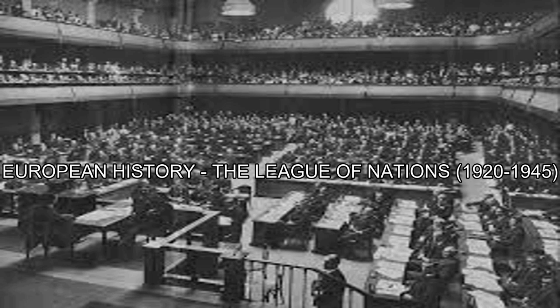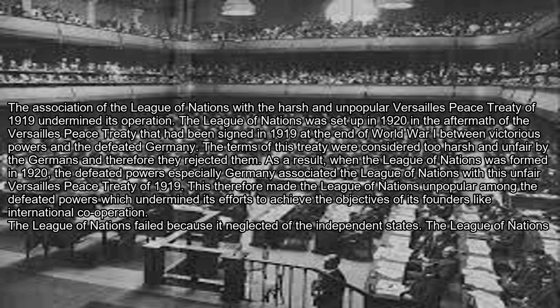The association of the League of Nations with the harsh and unpopular Versailles Peace Treaty of 1919 undermined its operation. The League of Nations was set up in 1920 in the aftermath of the Versailles Peace Treaty that had been signed in 1919 at the end of World War I between victorious powers and the defeated Germany. The terms of this treaty were considered too harsh and unfair by the Germans, and therefore they rejected them.